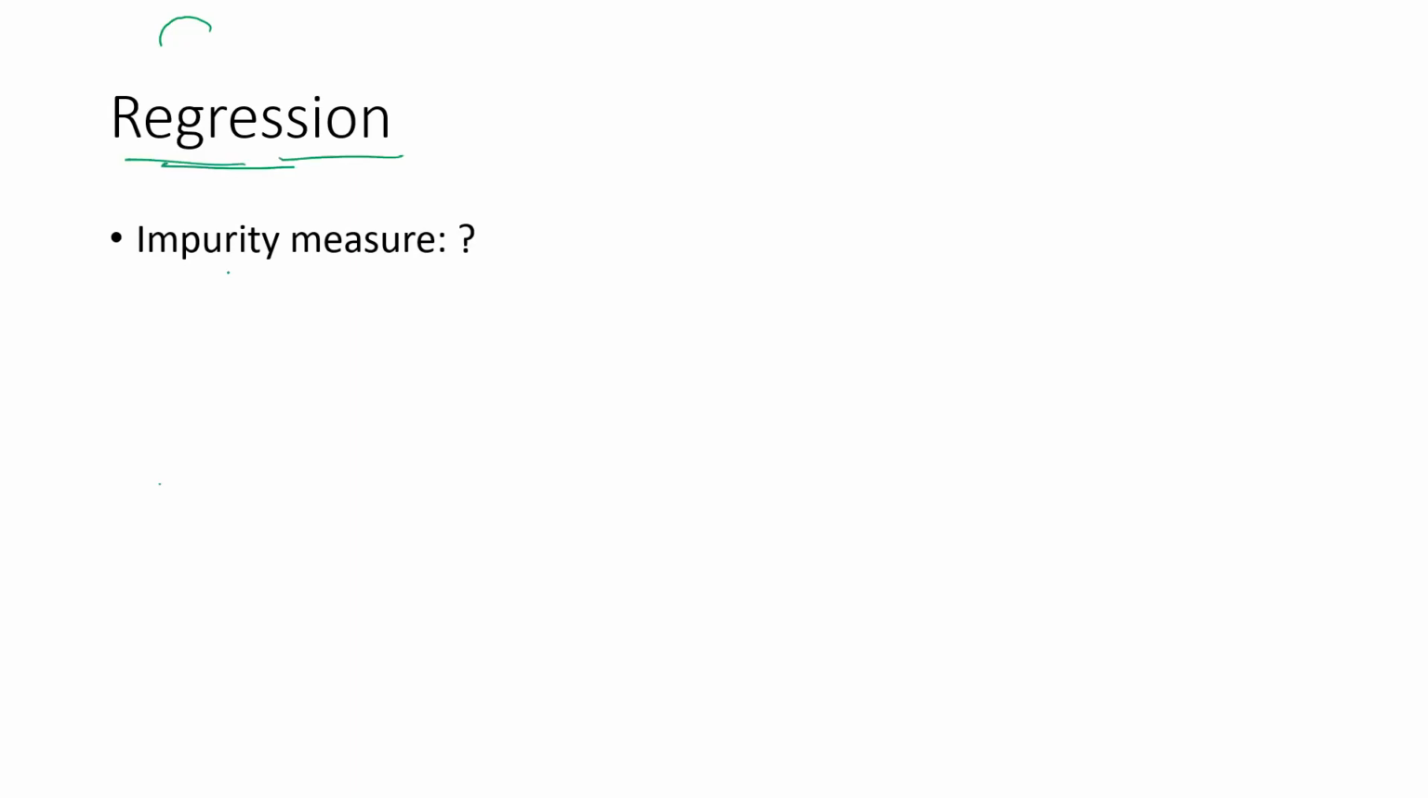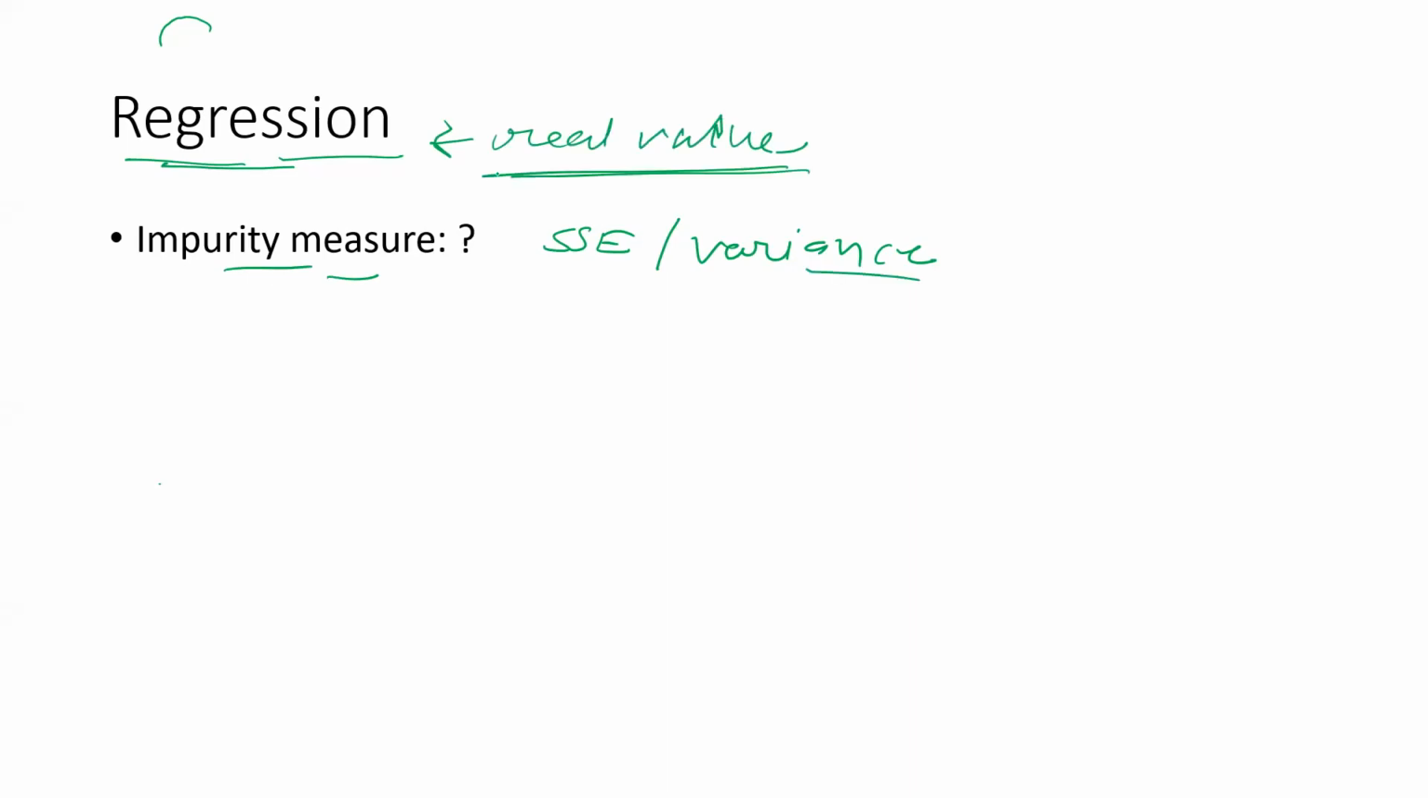What do you think is going to be the impurity measure here? Variance, weighted variance. Yeah, variance, or you can say the sum of squared error. Any of these two you can choose. Remember, here we don't have the classes. We have only the real values. So you have to find the variance within those values.